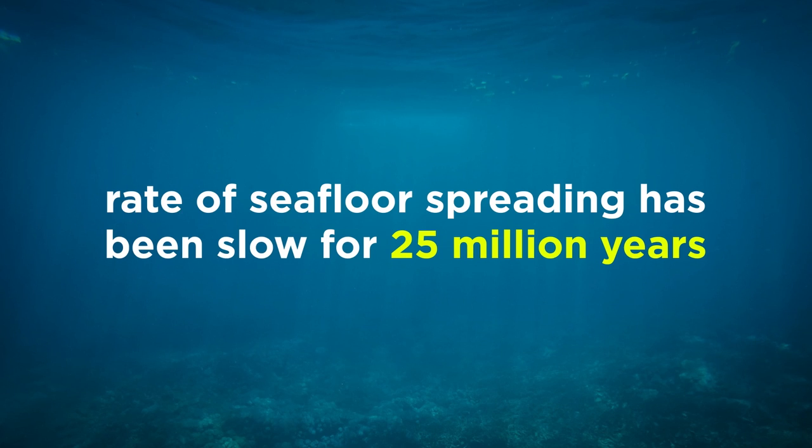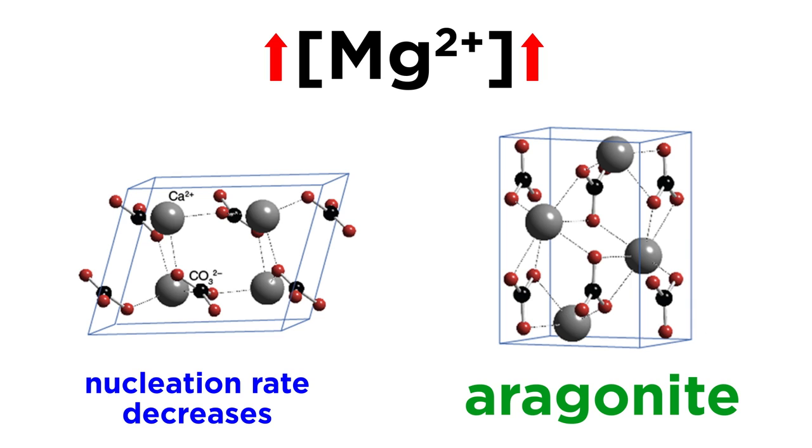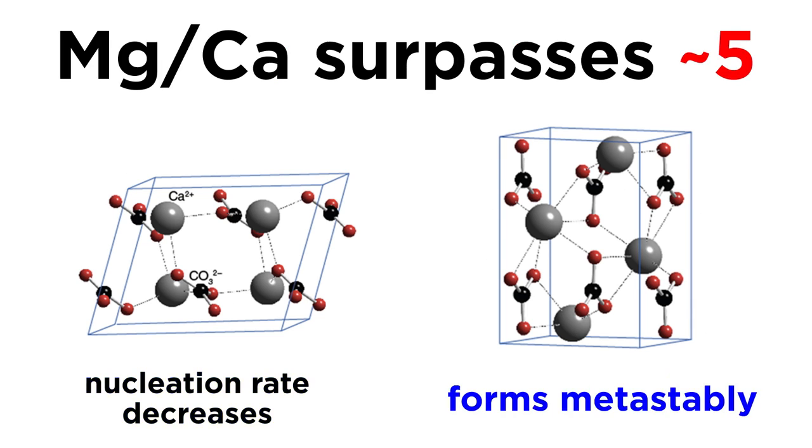We currently have aragonite seas because the rate of seafloor spreading is relatively slow, which has been the case for about the last 25 million years. When seawater is more concentrated in magnesium, it favors the crystallization of aragonite, which forms metastably, while calcite is actually the more thermodynamically stable phase. The progressive addition of magnesium to seawater decreases the nucleation rate of calcite, and when the molar ratio of magnesium to calcium surpasses about 5, calcite nucleation is so restricted that aragonite forms metastably instead.